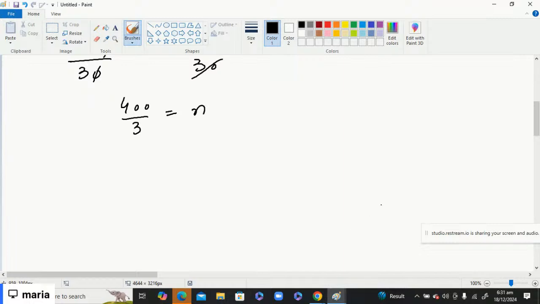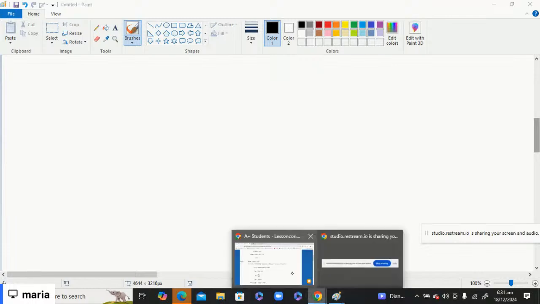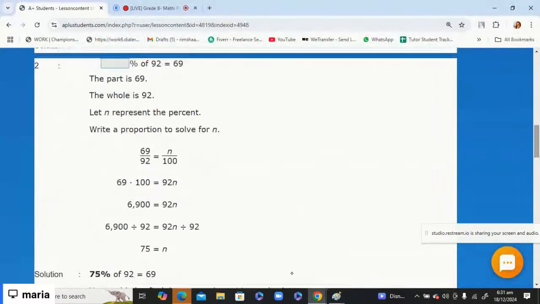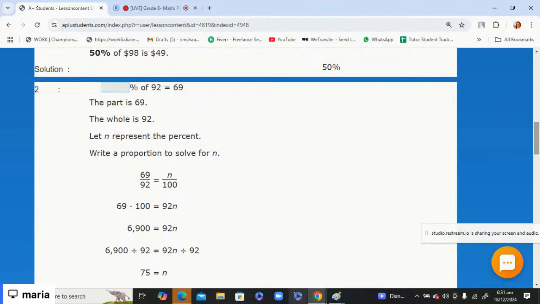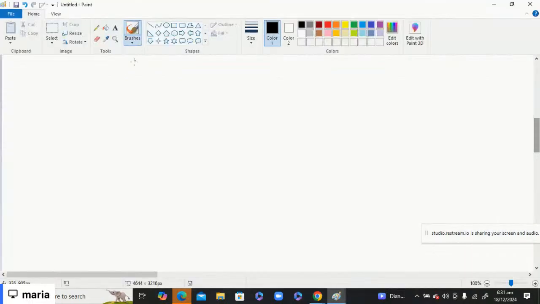So this is the value of n. If you're going to divide it more, it's all up to you. Okay, let's suppose now I'm going to take another problem. For example, 75% of what number... we are going to take the number that what percent of 92 is 69.